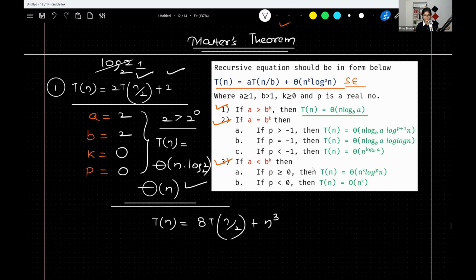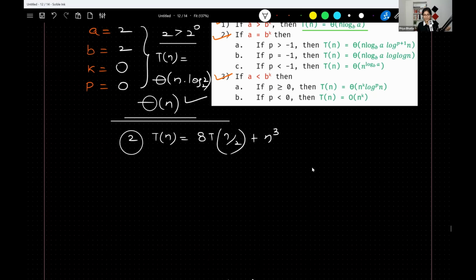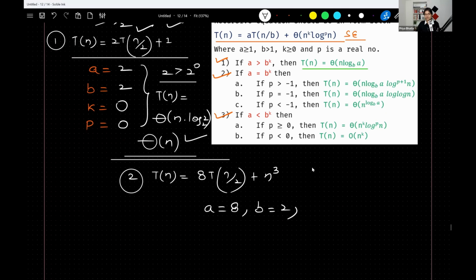Similarly, let's focus on example number 2. The value of a is 8. The value of b is 2. What is the value of k in this equation? What is the value of p? k is equal to 3, and the value of p is equal to 0. Now, which case are we lying in here?